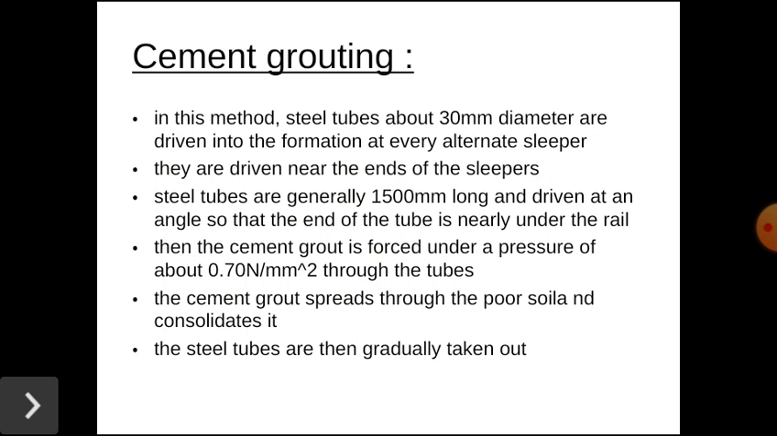square through the tubes. The cement grout spreads through the poor soil and consolidates it. After that, the steel tubes are taken out. Then the soil becomes stabilized. This is another type of soil stabilization.